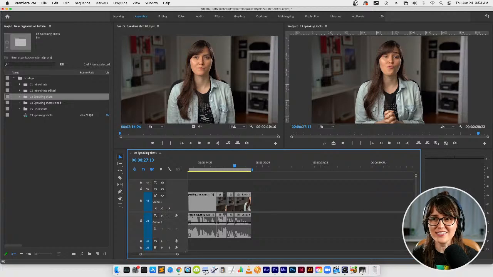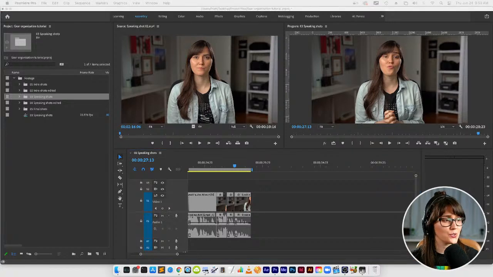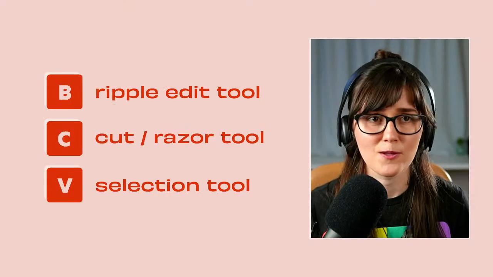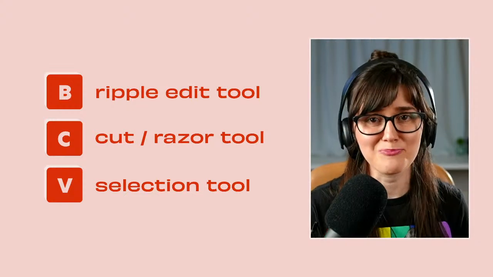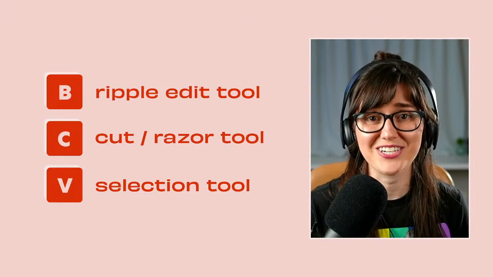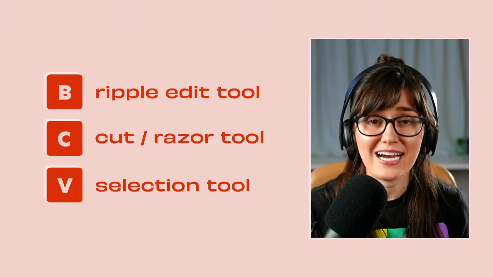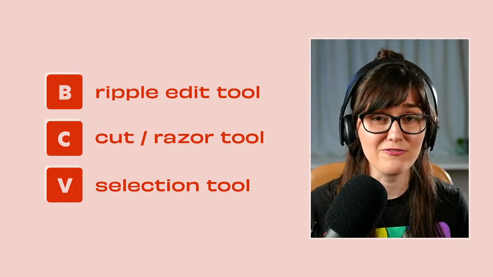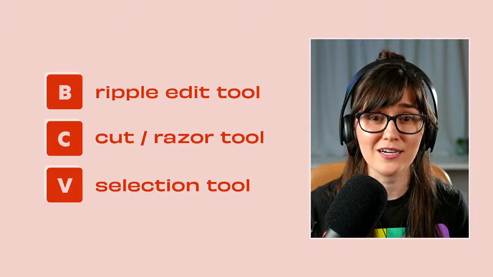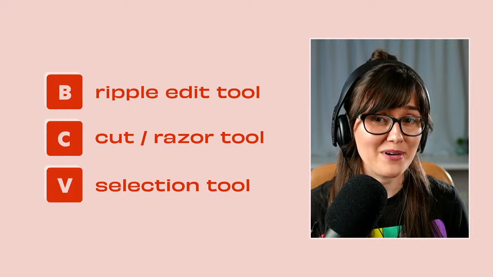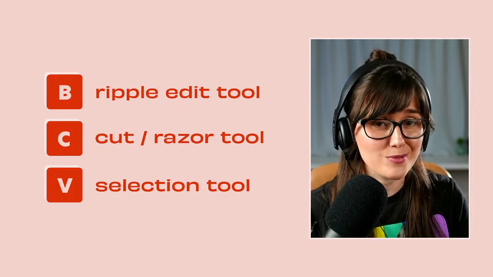All right, I think now I want to pause and do a little recap since I've thrown a lot of shortcuts at you. So B is going to put you in beast mode to get the ripple edit tool. That's going to let you drag the edges of your clip in or out, and you're not going to have any gaps, right? Then C for the cut or razor tool, if you want to cut or split a clip. Then V to get back to the selection tool. Looks like an upside down pointer.